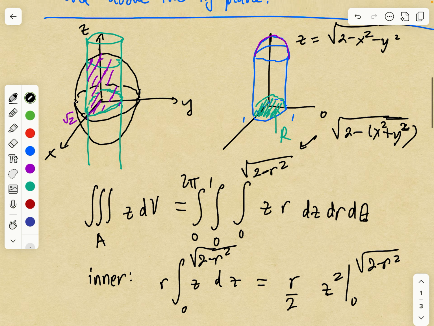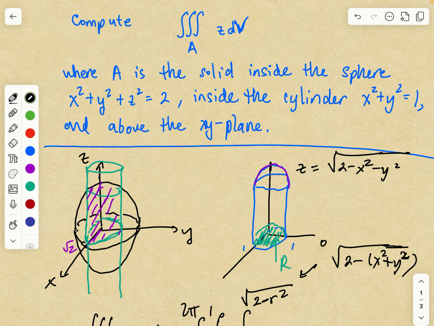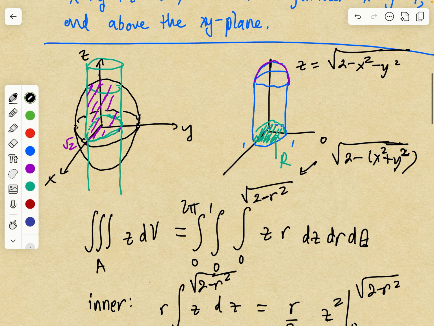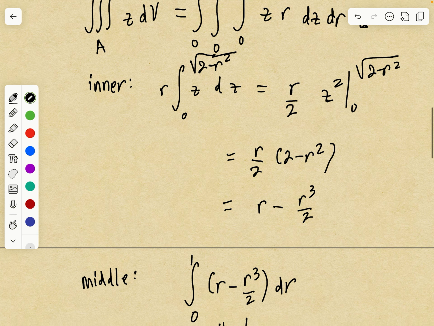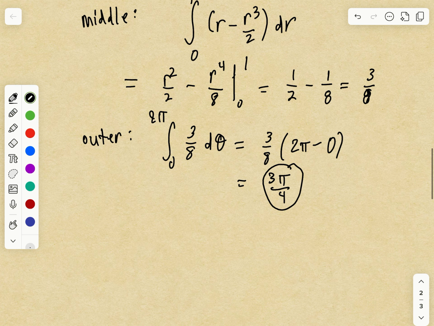So in this problem, it's cylindrical coordinates. It's basically polar coordinates except with the z. And once you set it up, it's pretty straightforward. You just integrate each integral one at a time until you get that answer. And of course, you should get a constant as a result.